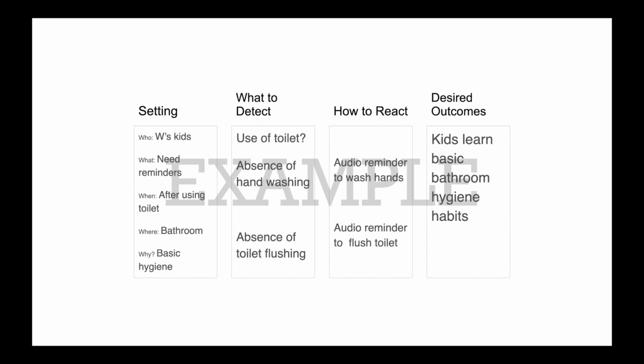And it's difficult, like, what is there to detect? Well, whenever someone uses the toilets, but also the absence of hand washing and the absence of toilet flushing. So these are all sounds that maybe are somewhat similar, but I'm sure the system would be capable of distinguishing between the 3 types.